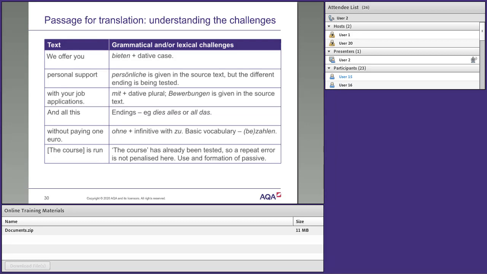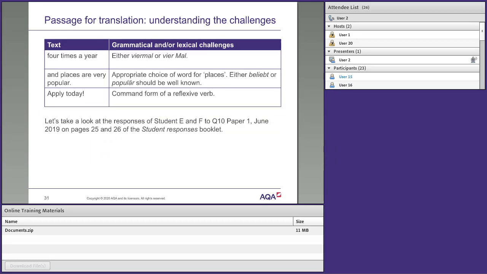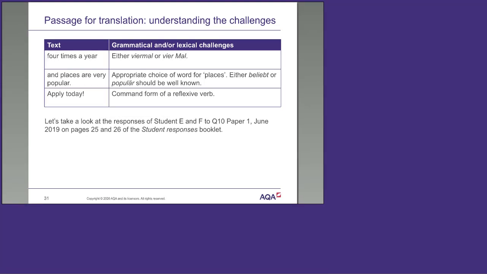And obviously this is testing the formation of the passive. 4 times a year, 2 alternatives they could have given there. Places, again, the appropriate choice of word for places. And then finally, and again very badly done, this was the command form of a reflexive verb. But even just command forms, again, they need to know those. Okay, so if we could have a look at student response E, please.